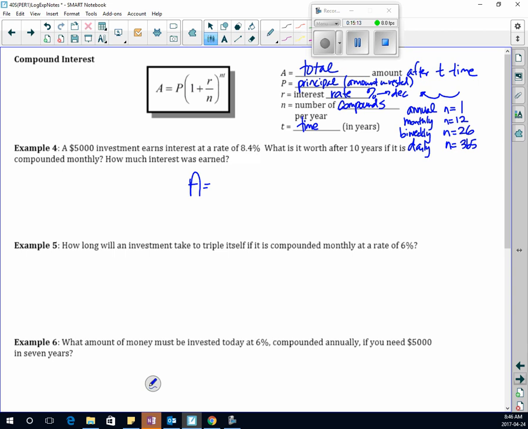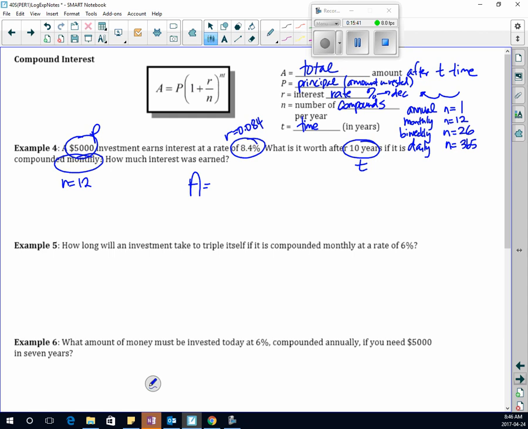$5,000 is the what? That's how much I'm investing, the principal. What's 8.4%? The rate, and I need to change it to a decimal. So what is that? Yeah, 0.084. 10 years, that would be my T. And compounded monthly, that would mean N equals 12. Does everybody see that?